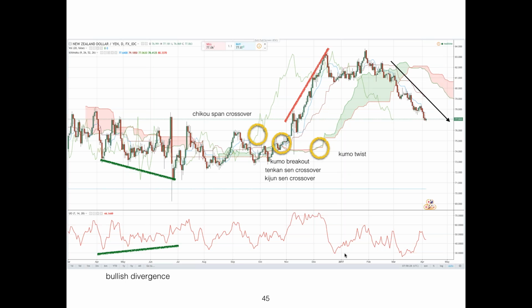However, despite the price uptrend, it made a bearish divergence. This was the first bearish divergence. And then it made another bearish divergence.